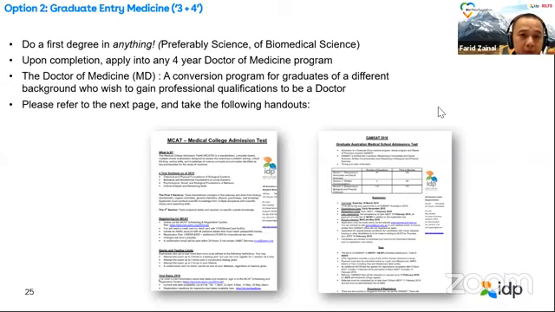All right. Largely, this MD program is a conversion program for graduates of even a different background, right? So let's say, for example, the University of Western Australia and the Australian National University will take in students who have in fact done a Bachelor of Arts or even a Bachelor of Commerce program, right? Do approach, as mentioned, your assigned counselor, and they will be more than happy to share with you more information on this.